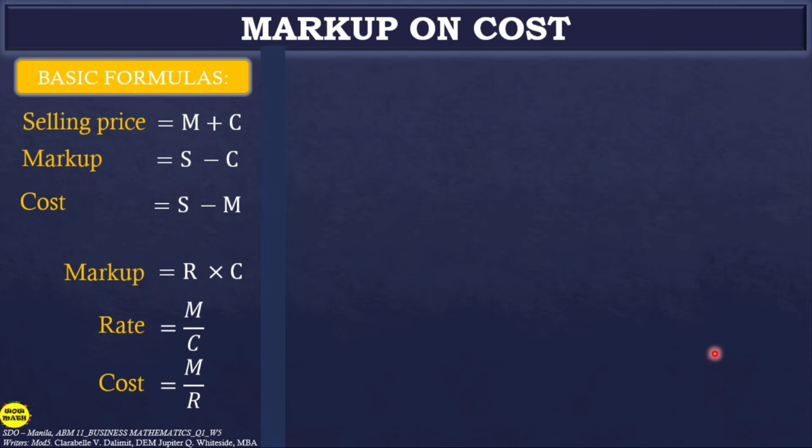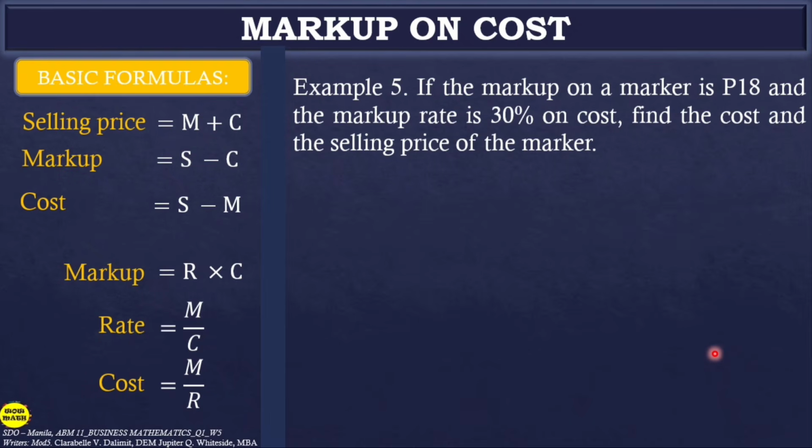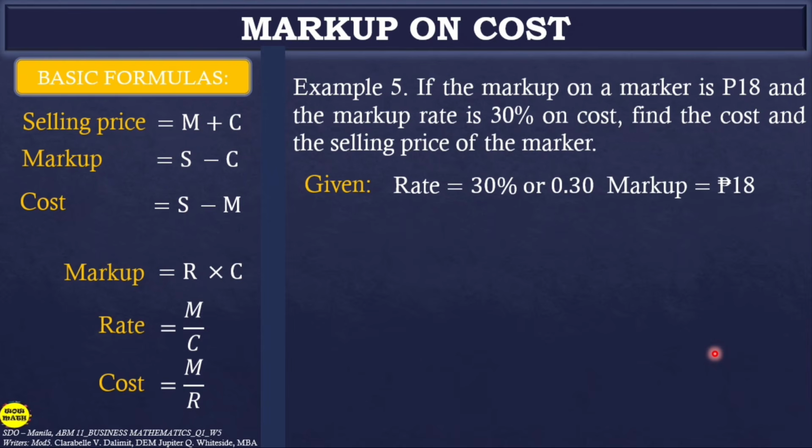Alright? Next, another example. If the markup on the marker is 18 pesos and the markup rate is 30% on cost, find the cost and the selling price of the marker. So the given rate or the markup rate is 30% or 0.30 in decimal. So the markup is 18 pesos. So kukunin natin yung cost. So using this formula, okay? So the markup divided by the markup rate. So 18 divided 0.30, the answer is 60 pesos. So yan yung cost natin.